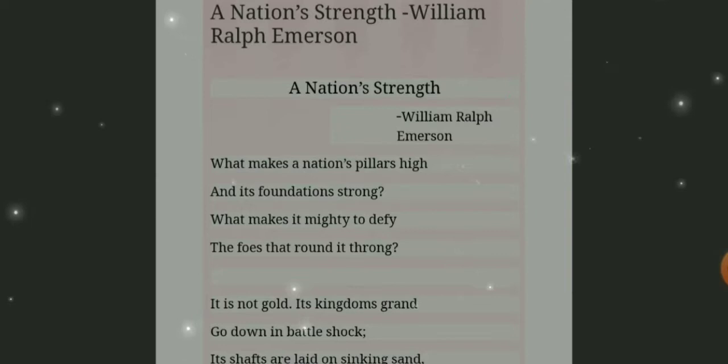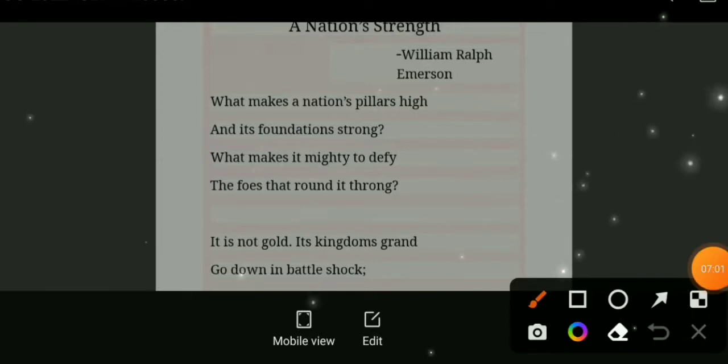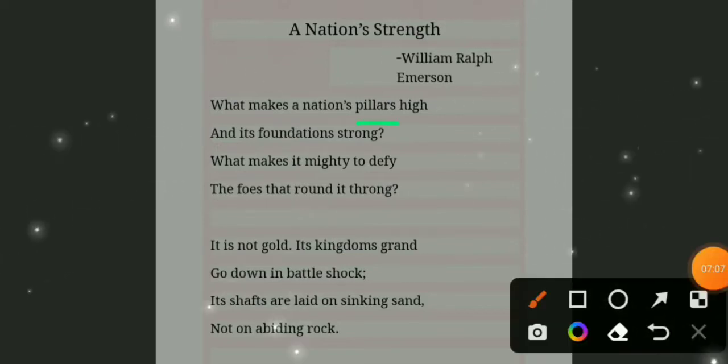Now, let's see the first stanza. What makes a nation's pillars high? कौन सी चीज एक कौम के पिलर को हाई रखती है? कौन सी चीज इसको ऊपर ले जाती है? You will remember this word, pillar. कौन सी चीज है दुनिया में जो एक कौम को, एक मुल्क को, उसके पिलर्स को हाई करती हैं and its foundation strong? What is this which makes the foundation of any country strong? कौन सी चीज इसकी बुनियाद को, इसके फाउंडेशन को स्ट्रांग बनाती है?